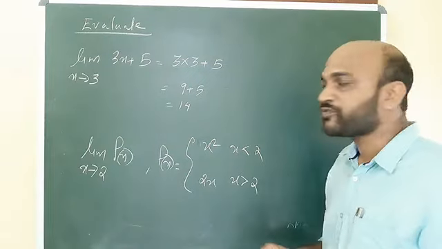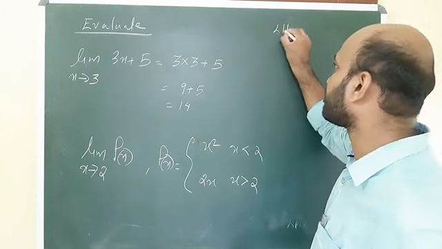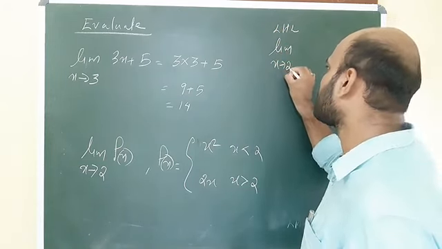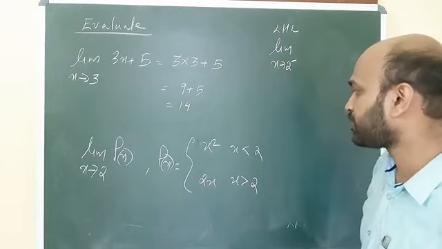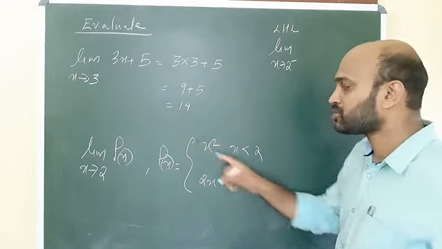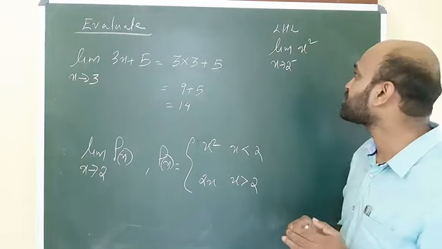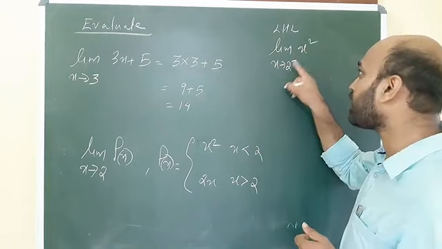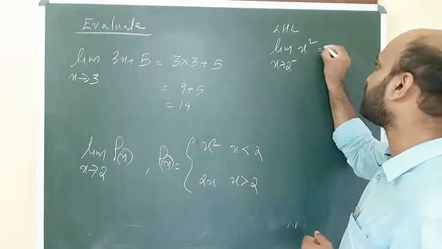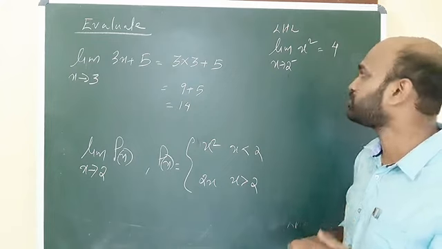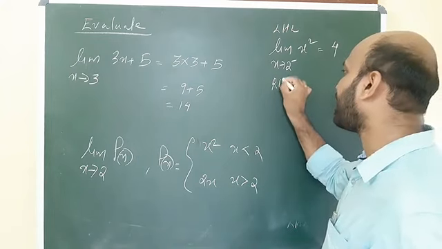Okay, so first we can find the left hand limit. What is the left hand limit? Limit x tends to 2 minus. 2 minus means x is less than 2. So the function you have to take is x square. Now we have to find this value. When x is very near to 2, x square will be very near to 4, because you have to substitute x equal to 2. Now we'll find RHL.